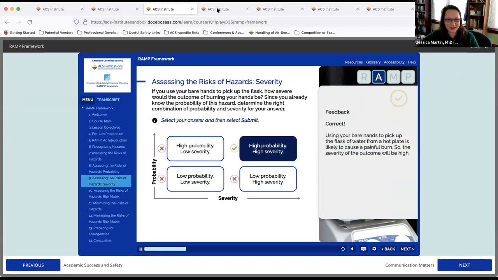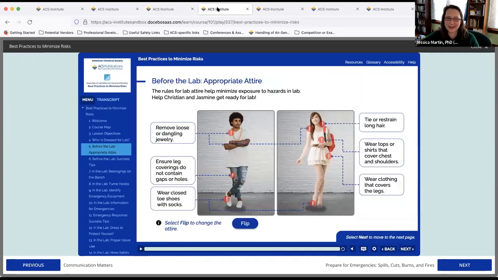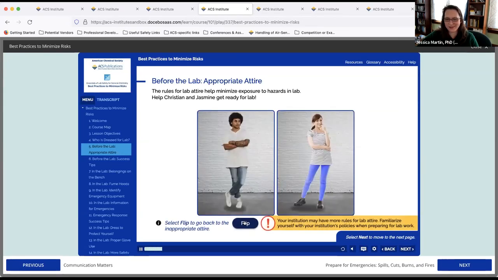They are then prompted through interactivities and videos to explore the best practices to minimize risks in a lab. I will show you some of these examples here. So in this interactivity, learners examine the outfits of students preparing to come to lab and explore what may need to change so that their clothes help to minimize risks they may face in the lab.